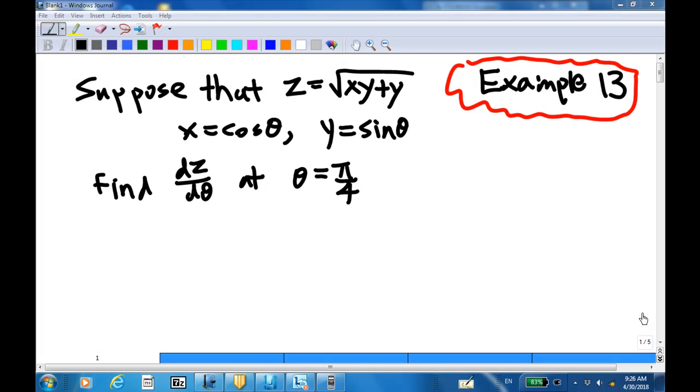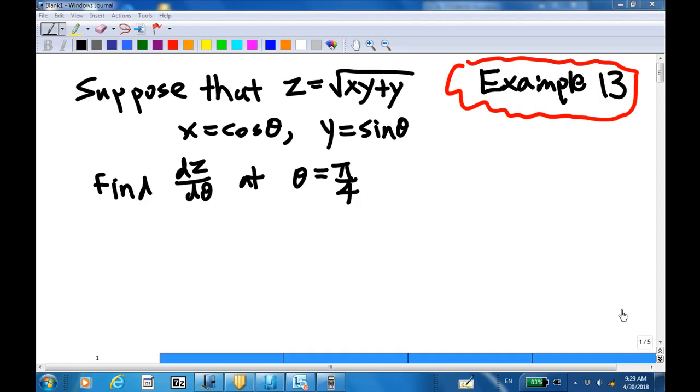Hi, this is example 13 of partial differentiation. Suppose z is a function of x and y, where z equals the square root of xy plus y, where x equals cosine theta, y equals sine theta. Find dz/d theta when theta equals pi over 4.